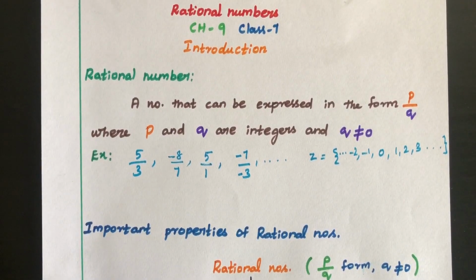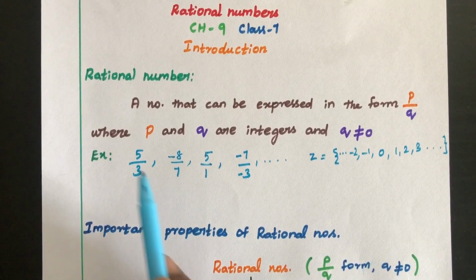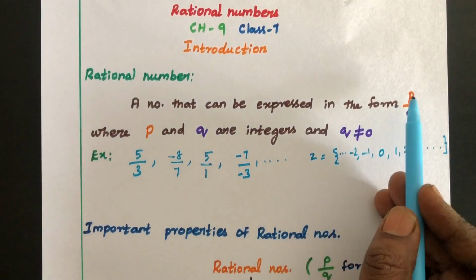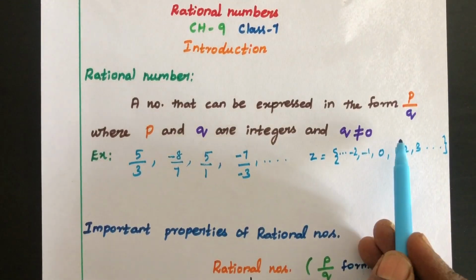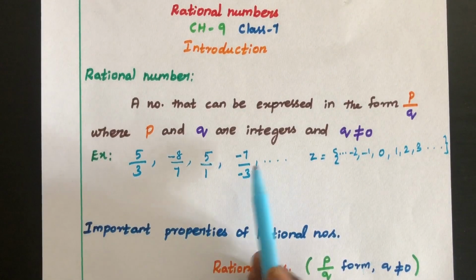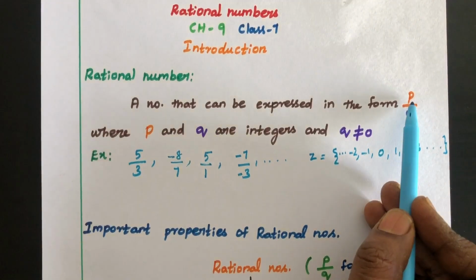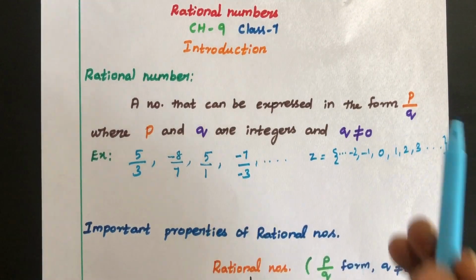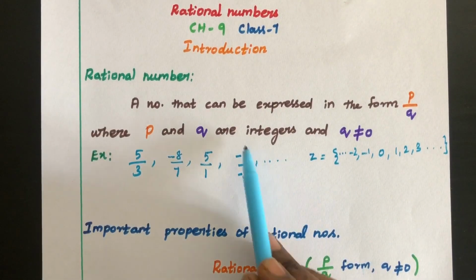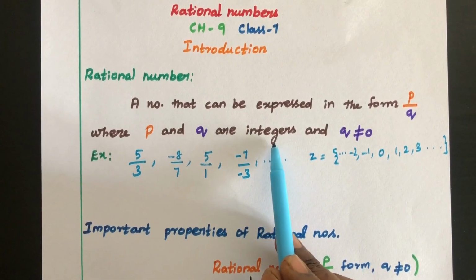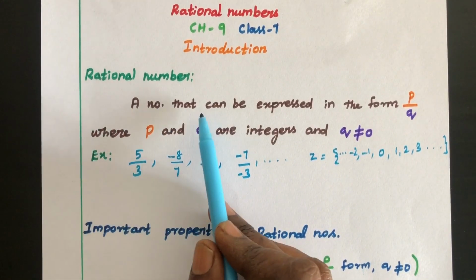So have a clear concept about rational numbers. A rational number can be expressed in the form p by q. That means fractional form, where p and q are integers. See, in a fraction also the expression is like p by q. But there p and q are whole numbers, not integers. That is the difference between a fractional number and a rational number.